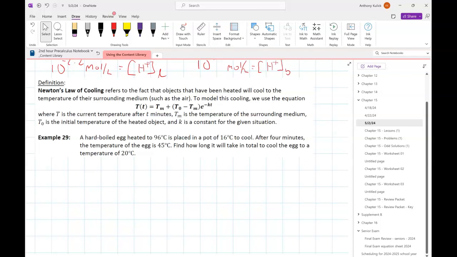All right. Anyways, a hard-boiled egg heated to 96 degrees Celsius is placed in a pot of 16 degrees Celsius water to cool. After 4 minutes, the temperature of the egg is 45 degrees Celsius. How long will it take in total to cool the egg to a temperature of 20 degrees Celsius?